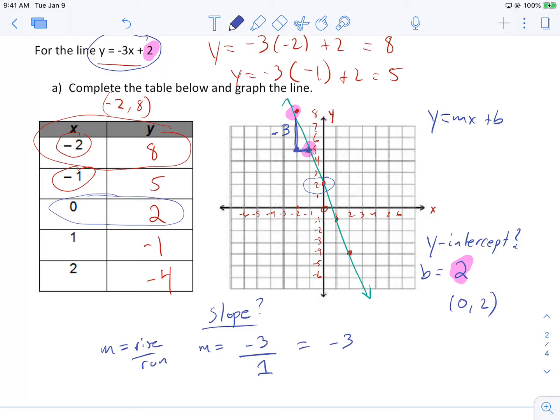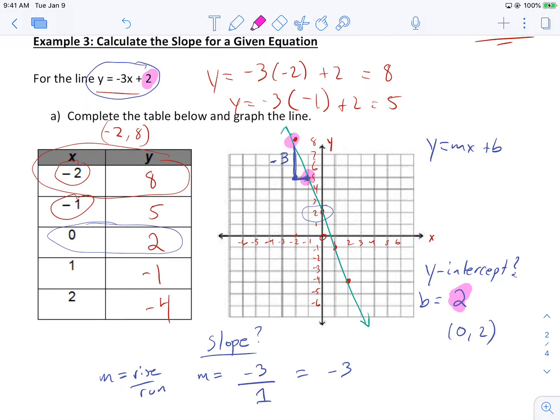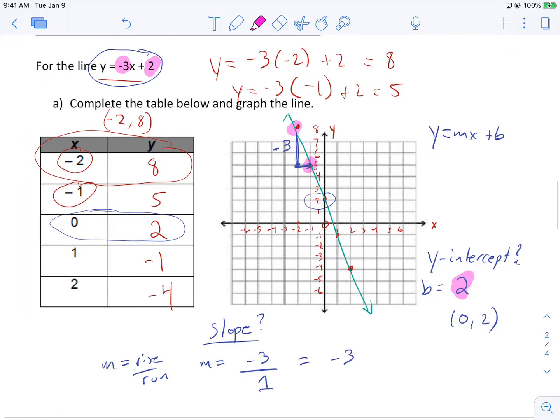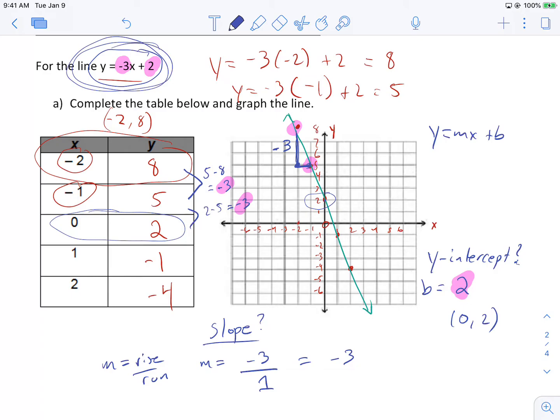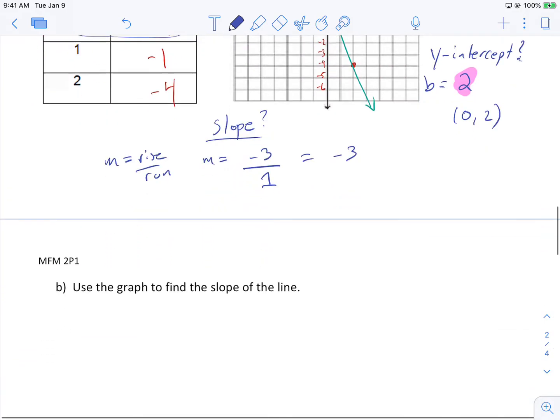Perfect. And what's another way I could figure that out? If I look at my equation, look at that, my m value there is negative 3. And if that's not enough, there's also another way that we remember from last time. We can take a look at our rate of change. We would take 5 minus 8, and that would give us a value of negative 3. Then 2 minus 5, which is negative 3, and you can see that the trend will continue. The best way to do it, though, always, always, always, take a look at our equation. It tells you everything you need to know. Okay?